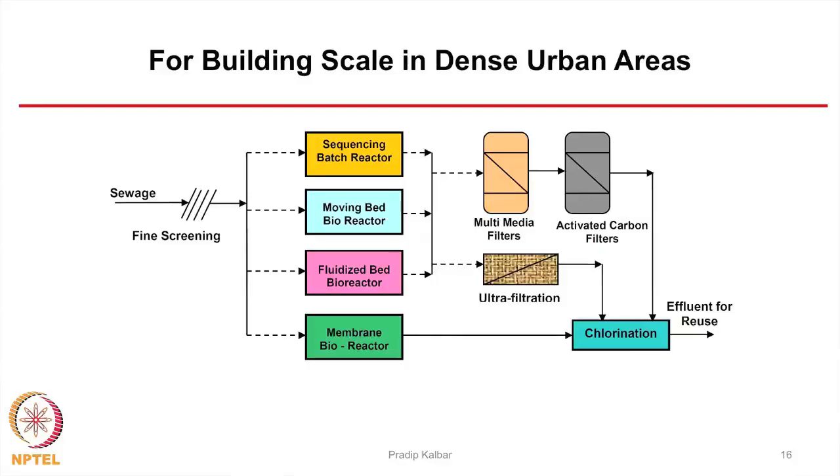And then if you want to go for more complicated systems at a building scale for very urbanized cities or hotels or multi-story buildings, we have an array of technologies. I will explain the details later, but the scheme I am explaining here is at the building level. So you can have the sequencing batch reactor, moving bed bioreactor, fluidized bed bioreactor, membrane bioreactor, which will basically take care of the organic load of the sewage.